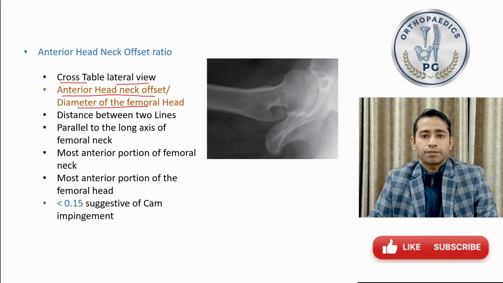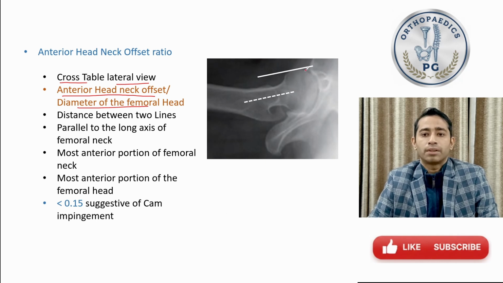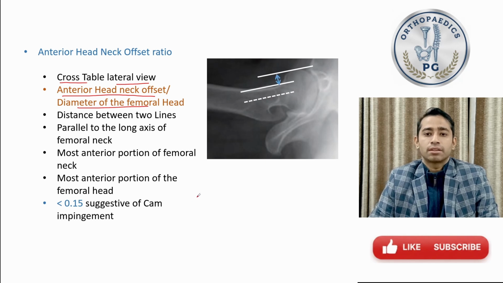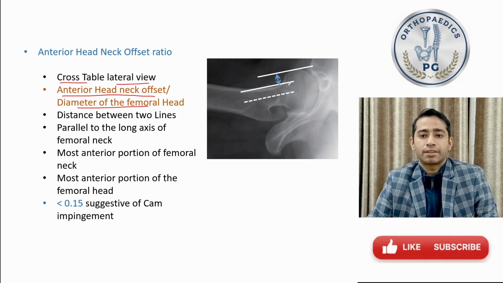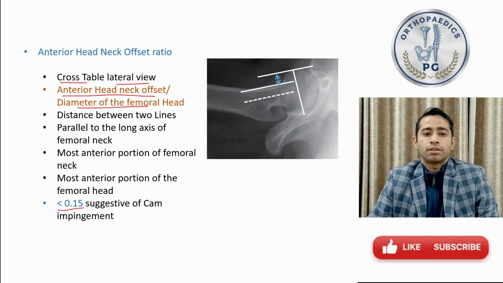For this, first we draw a line along the long axis of the femoral neck and then draw two perpendicular lines to this. First from the anterior most portion of the femoral head, and second from the anterior most portion of the femoral neck. The distance between these two lines is the anterior head-neck offset. When we divide this by the diameter of the femoral head, we get the anterior head-neck offset ratio. Now a ratio of less than 0.15 is suggestive of Cam impingement.